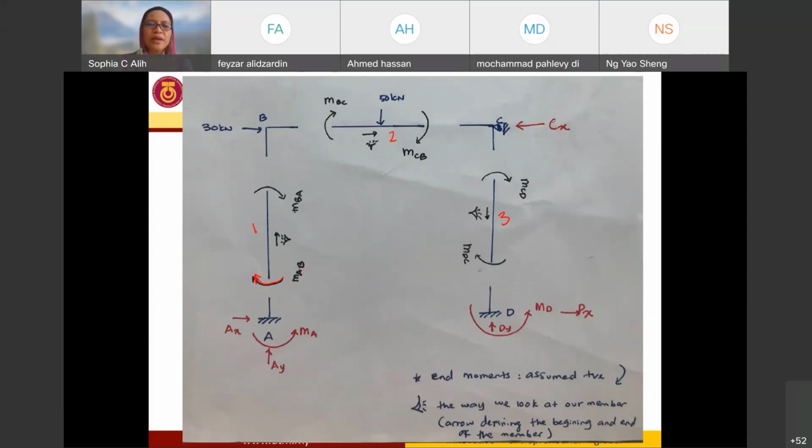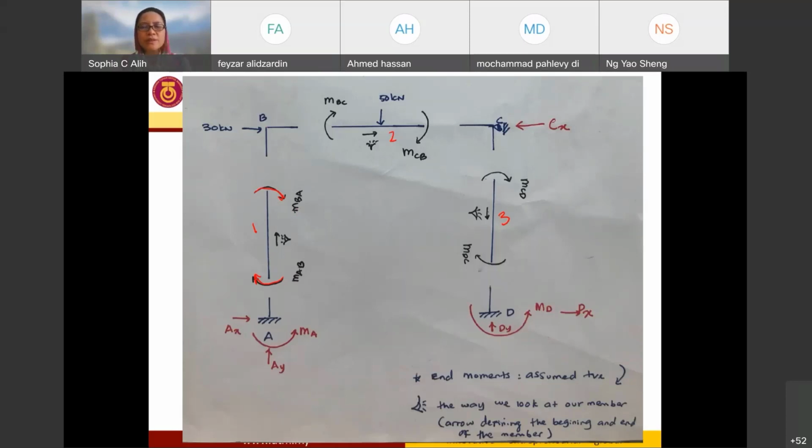So this is the end moment at the joint near support A for the member AB, MAB. And at this end, I will have another end moment also. I assume it to be positive, so it is going to be clockwise. So I give the notation MBA because it is near joint B.